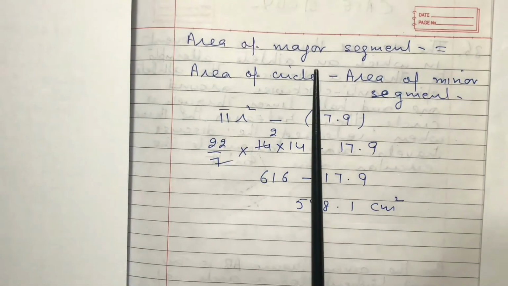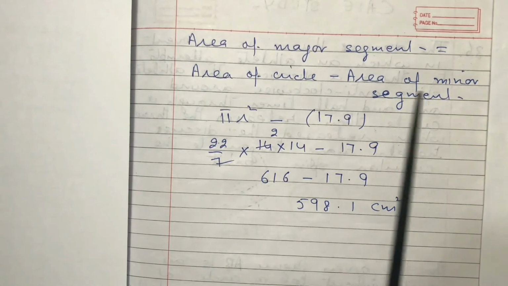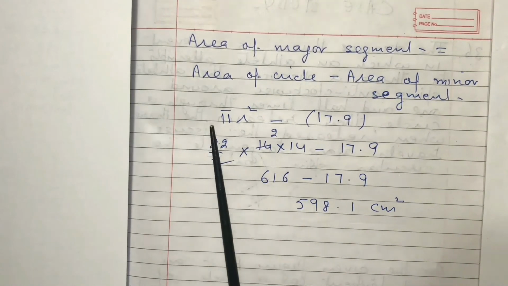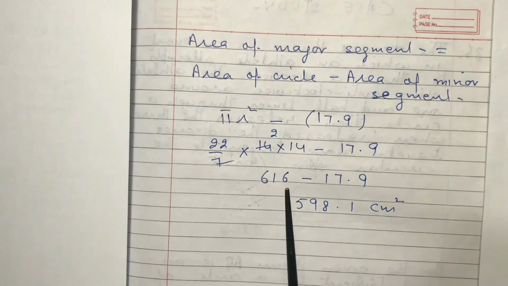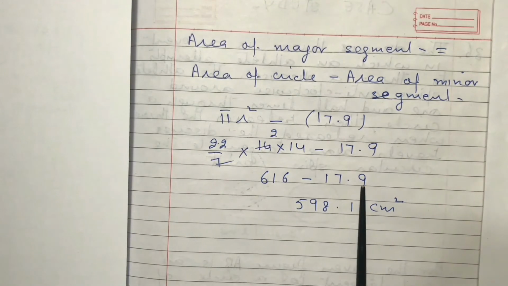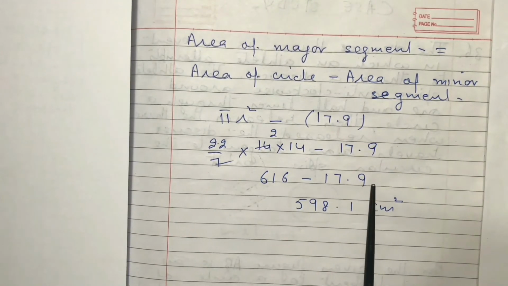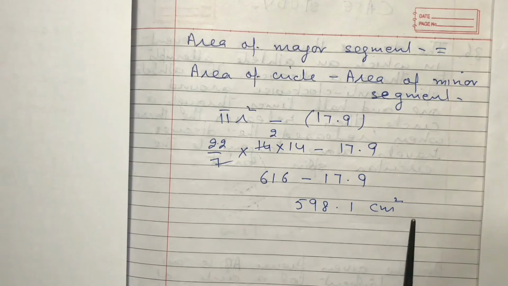Now area of the major segment is area of the circle minus area of the minor segment. So area of the circle, that is 616 minus 17.9, that is the area of the minor segment. Subtract it, you will get 598.1 centimeter square. That is the area of the major segment.